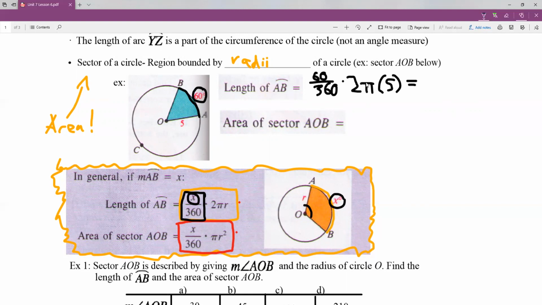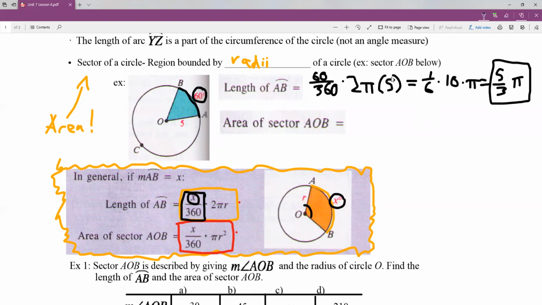60 over 360, I believe that is 1/6. Let me double check. 60 over 360 is indeed 1/6, and then 2 times 5 is 10. Multiply that out: 1/6 times 10 times pi is equal to 10 over 6, which is 5 over 3, so 5/3 pi. And that is your length of AB. That is your arc length.